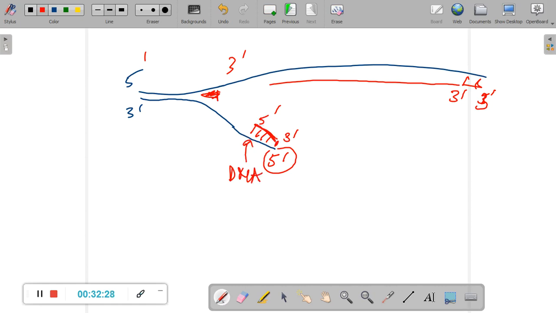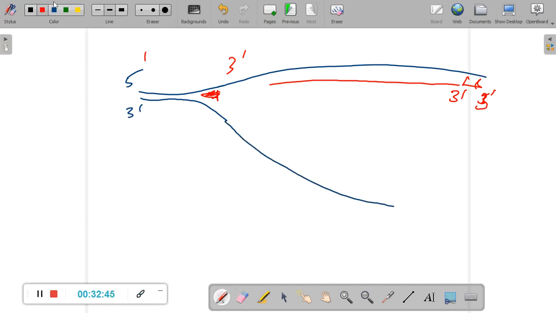And where does it work? It only adds on the 3 prime end. But on the 3 prime end, at the moment we have nothing. But the chain has elongated, right? So now let us assume that the chain has elongated quite a bit more. Let us make it a little more long. Let us say this is the chain now.